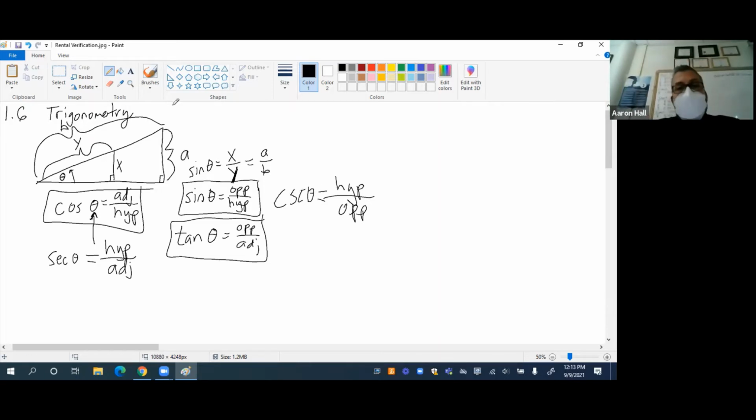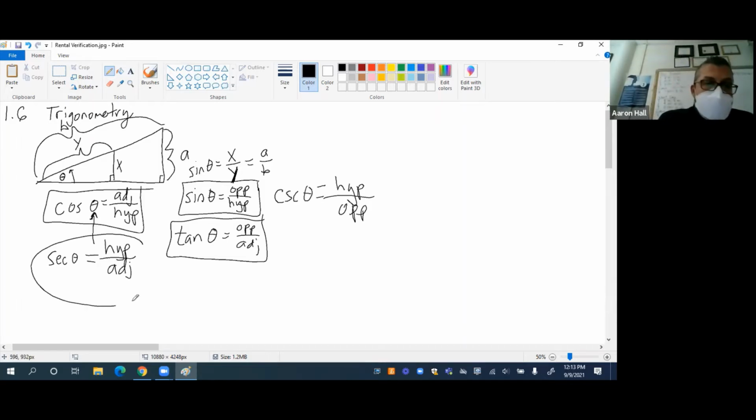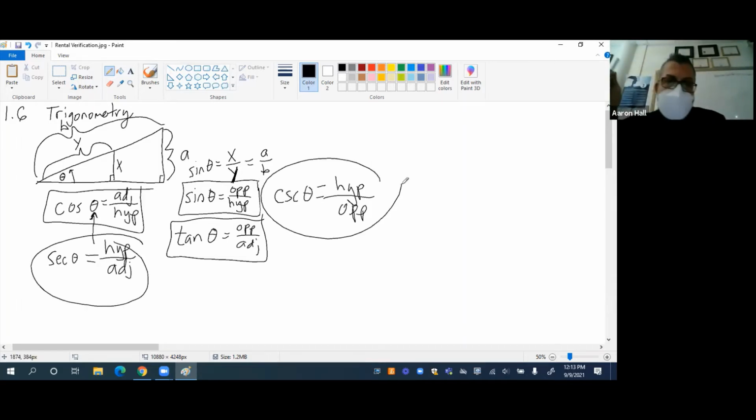Now I admit, when I first learned about this, it was actually after my master's degree. I didn't learn trigonometry until after I got my first master's degree in special education. I admit that these were confusing to me. I was thinking, how do you really remember which one's the reciprocal?